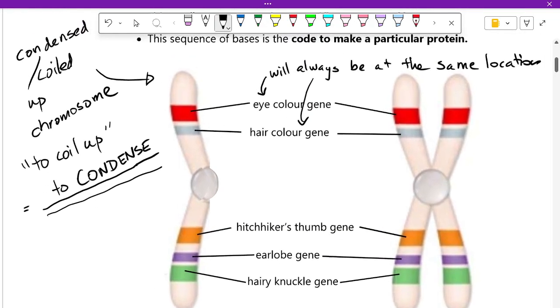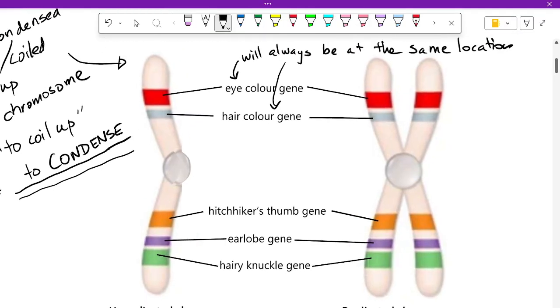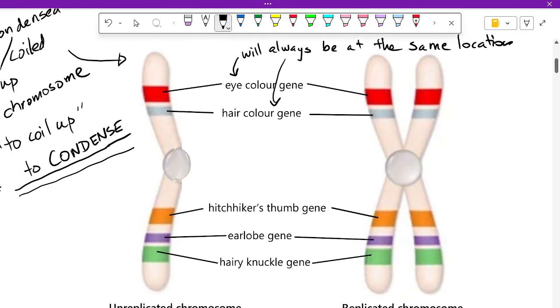Now, hitchhiker's thumb, this is one that you can actually look at and find out whether you have the trait or not. If you have a hitchhiker's thumb, your thumb will bend backwards. If you do not have hitchhiker's thumb, then your thumb will not bend backwards. This is something you're going to look at next year. This is called the dominant trait. So if you get one copy of this gene, your thumb will bend backwards. You have to get two copies of non-hitchhiker's thumb for your thumb to not bend backwards.